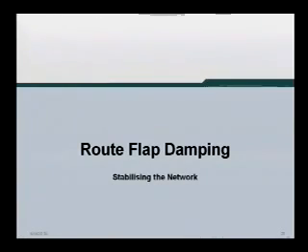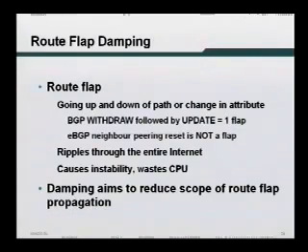So the next one, flap damping. A route flap is basically the going up and down of a path, or a change in a BGP attribute. So a BGP withdraw followed by an update is generally treated as a flap. If your physically connected eBGP neighbor goes down, that's not treated as a flap. It's just if you hear a BGP withdraw message followed by a BGP update message. The withdrawal is caused by a prefix disappearing. The update is caused by the prefix being re-announced. If you hear that, that is a flap.